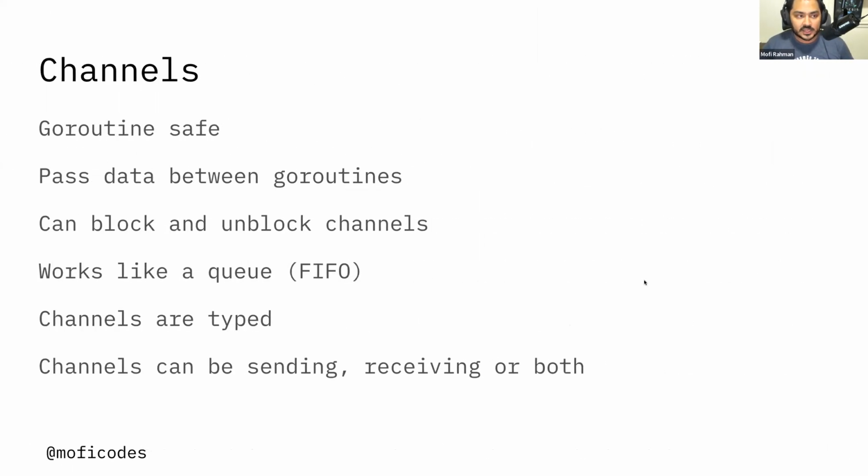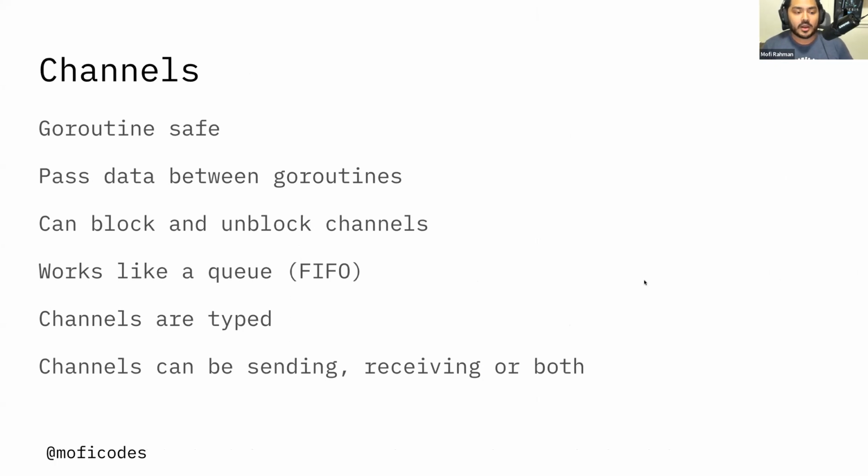Some of the features of channels. Number one, they're Go routine safe. If you have seen channels before, chances are you have seen them in the context of multiple Go routines, passing data through and getting the data from another Go routine. But a channel itself doesn't really care whether it's being used in Go routines or not. Next up is passing data between Go routines. You can do that because they're Go routine safe, and you can pass data from one Go routine to another.